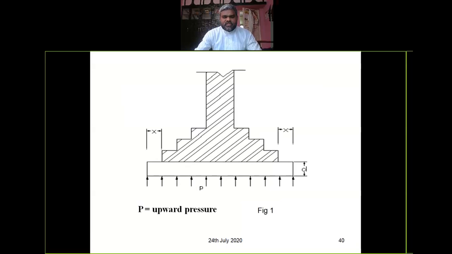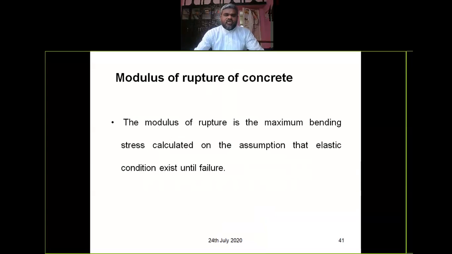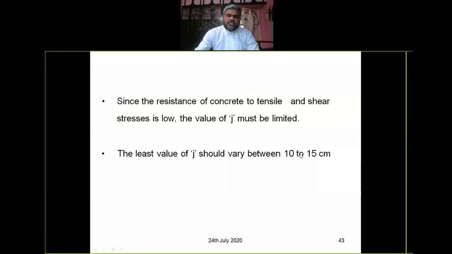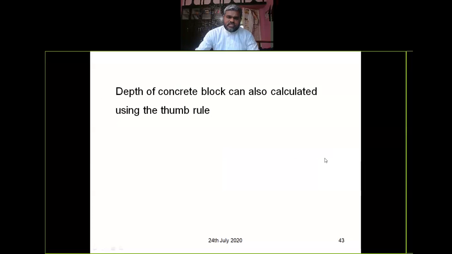See here, this is the upward pressure, and x is the projection of the concrete block. The modulus of rupture is the maximum bending stress calculated on the assumption that elastic conditions exist until failure. The modulus of rupture of lime concrete is 1.55 and of cement concrete is 2.46, and it is also given for different grades of cement. Since the resistance of concrete to tensile and shear stresses is low, the value of x must be limited. The least value of the offset should vary from 10 to 15 centimeters.